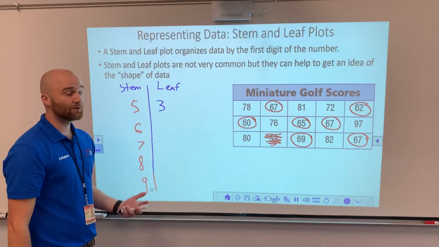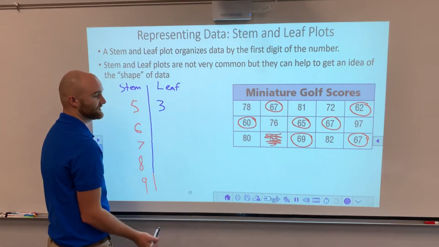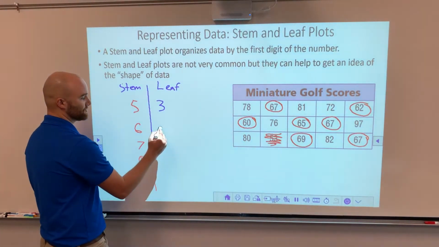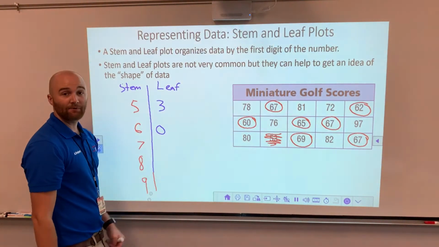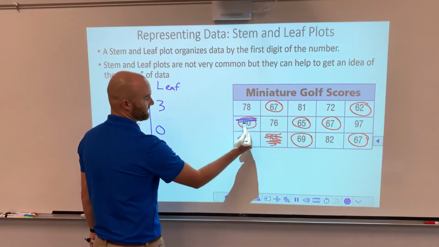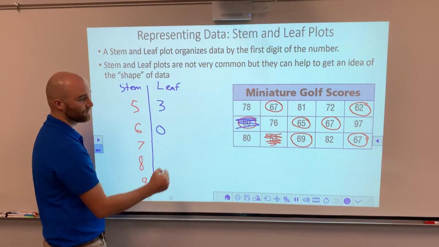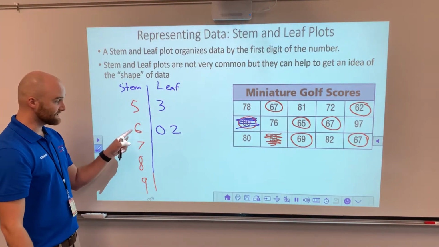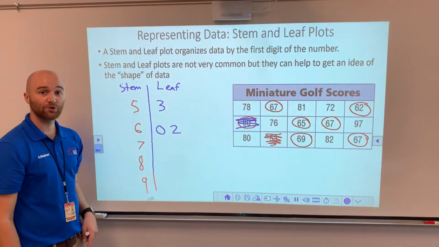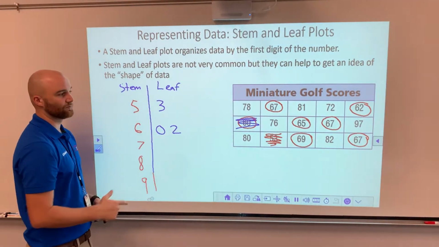Again, all we do is we put them in order. The first one that would come would be a 60, because 60 is the least number. So I put a 0 here. And then my next thing I see is 62, so I'm going to put a 2 in here. Remember, this isn't 602. These are two separate numbers, 60 and 62.